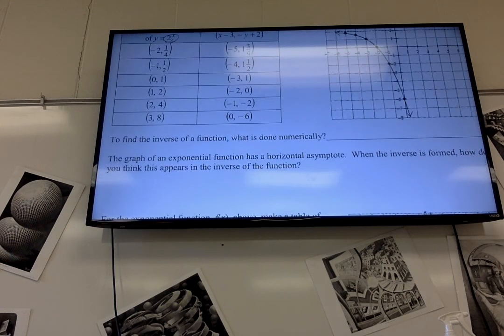Do you remember when we find the inverse, like if you had the point 0, 1 here, how do you find the inverse of just that point? What's an inverse do with the x's and the y's? It flip-flops them, yeah. So numerically, what is done, you just switch the x and the y.